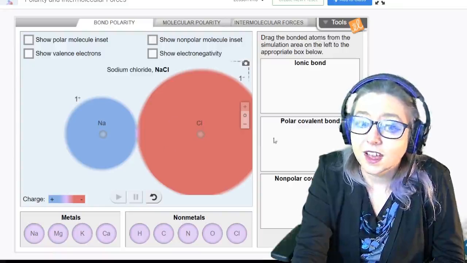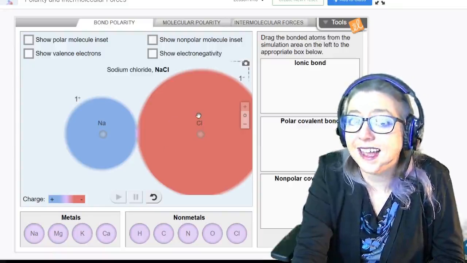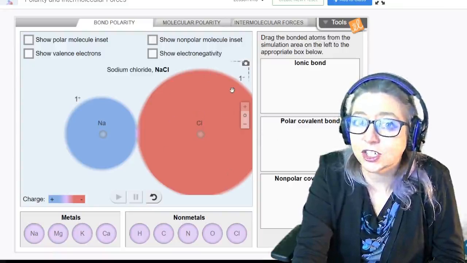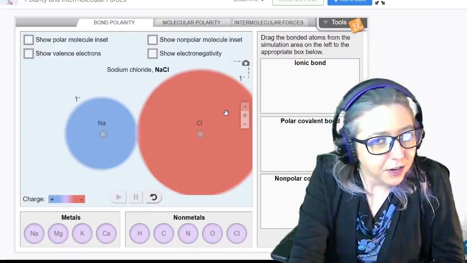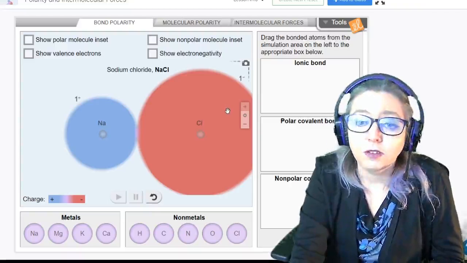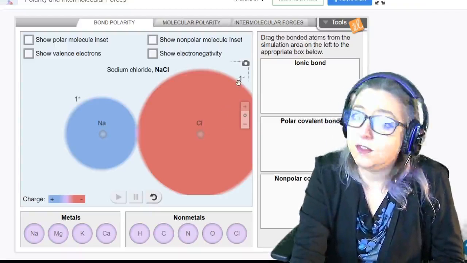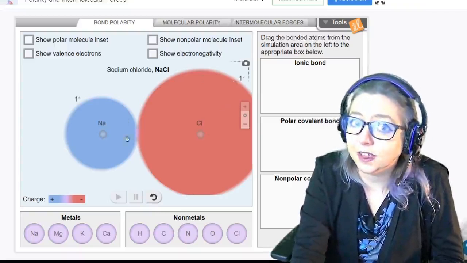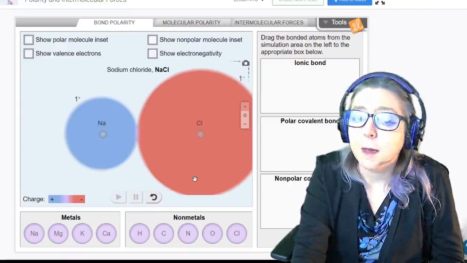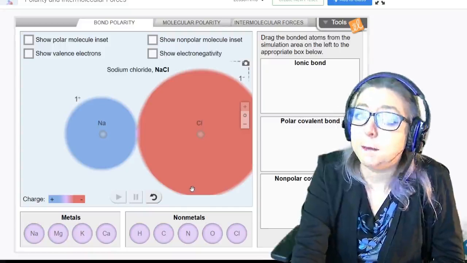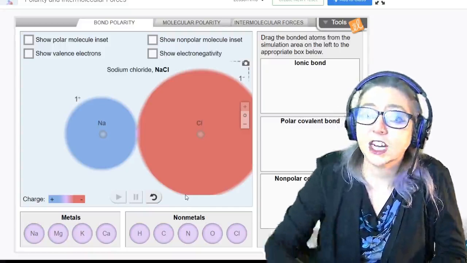Now, another thing you could point out, though, is its size. Its size got larger. Remember when we were talking about effective nuclear charge? Well, that same effective nuclear charge is still being felt by that valence shell of electrons, but now it's being shared by more valence electrons, so they actually expand out.